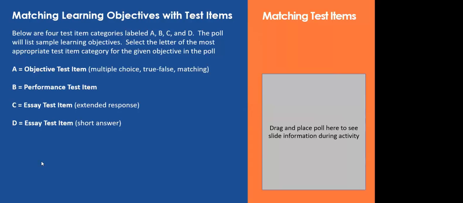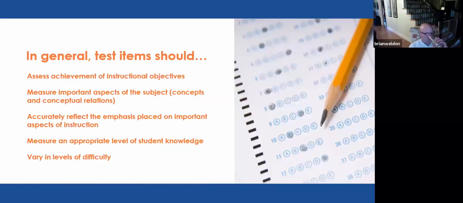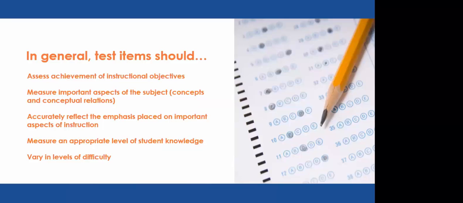All right, let me get that out of here. All right, now we're moving on to those 7 criteria for establishing the technical quality of a test. In general, test items should assess achievement of an instructional objective or of your instructional objectives. Measure important aspects of the subject, concepts, conceptual relationships, in the spirit of my procedural faculty who are here: mathematics, biology, science, everybody has their procedures. Accurately reflect the emphasis placed on important aspects of instruction.